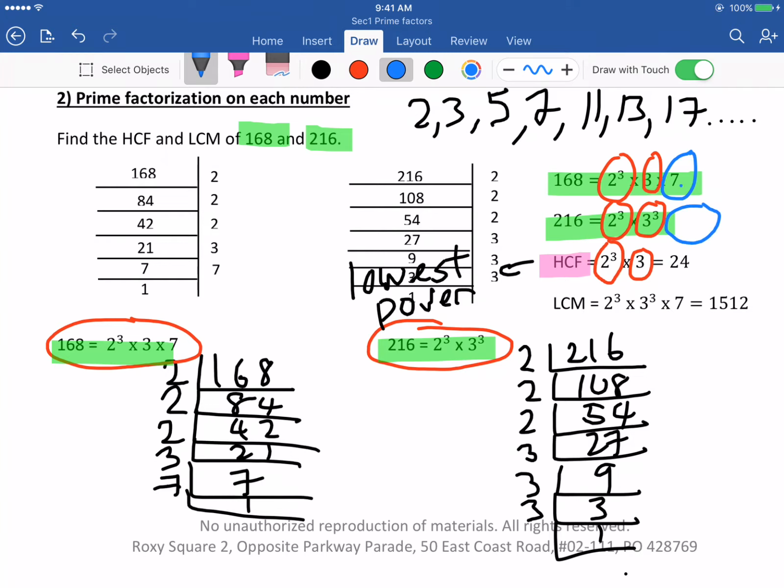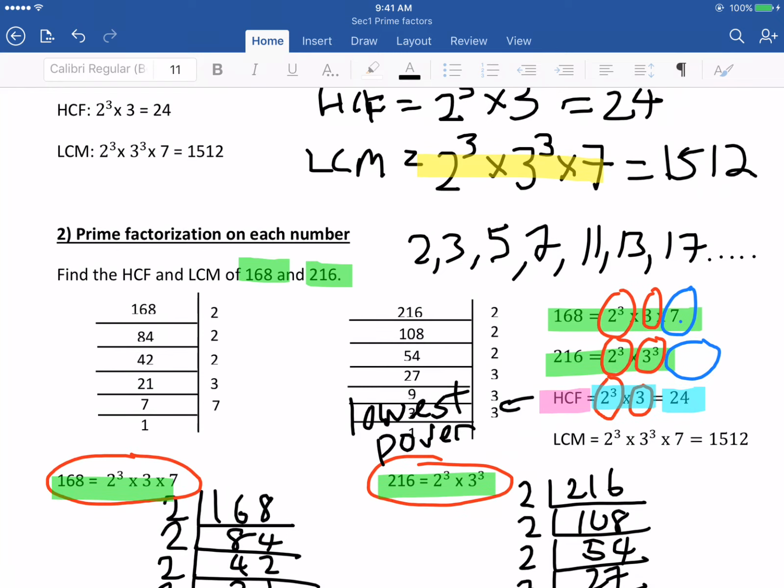So we're comparing 7 and nothing. Which one is actually the lowest? We take nothing. So what's the answer here? The answer here will be 2 to the power of 3 times 3. So we're going to work it out. It's actually 24, which is actually the same as the previous one.